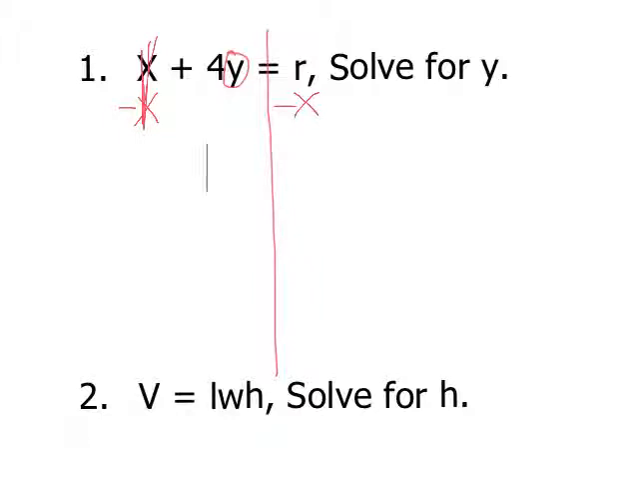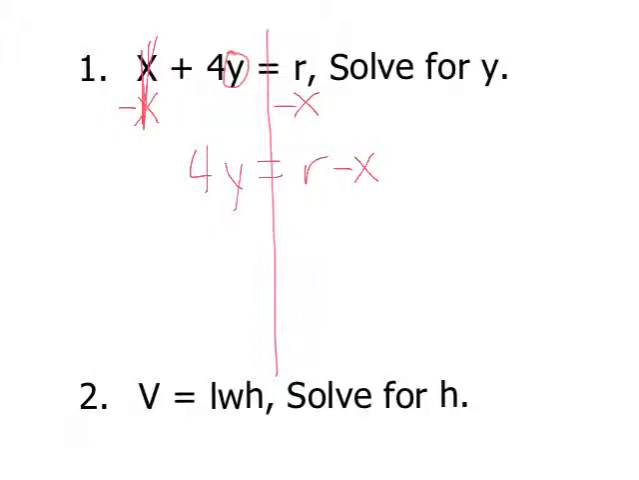I'm left with 4y equals, and on the other side are the letter r and x like terms? No, they're not. So I can't combine them. I just write what I see. So what do you see on the right-hand side? R minus x. So that's what I write. R minus x. Just like that.